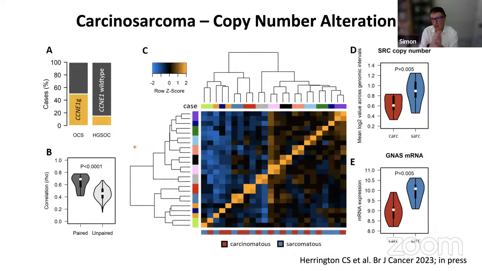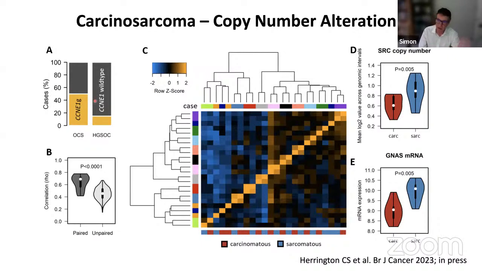We've looked at a subset of these from a molecular perspective, just to try and tease out what's going on in these tumors, particularly in the two components. And I'll just run you through this slide. So the first observation is that the cyclin E amplification subgroup of high-grade serous carcinoma, which you see here on the right, is overrepresented in carcinosarcomas. So a much higher proportion, 50% of carcinosarcomas have cyclin E amplification.